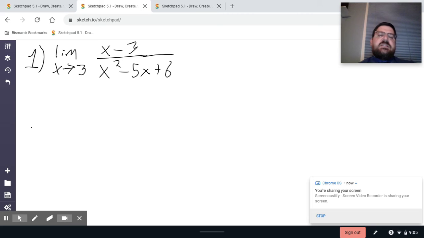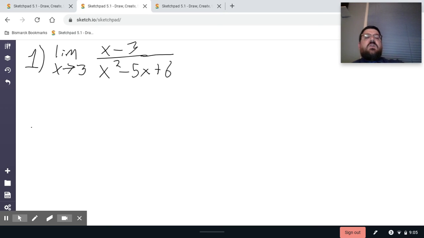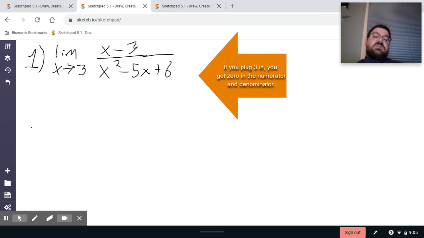All right, let's take a look at our first example. Here we have the limit as x approaches 3 of the function x minus 3 over x squared minus 5x plus 6. So we're going to use the graphing calculator to find this limit. As a note, it can also be done using algebra, which we'll learn to do later.